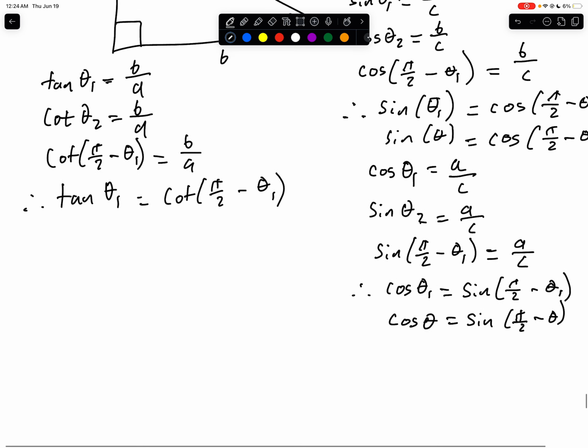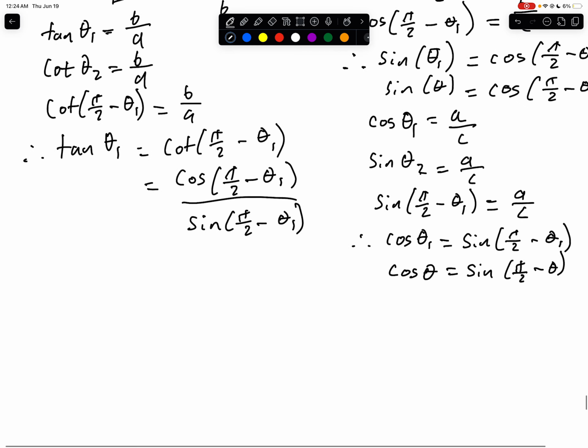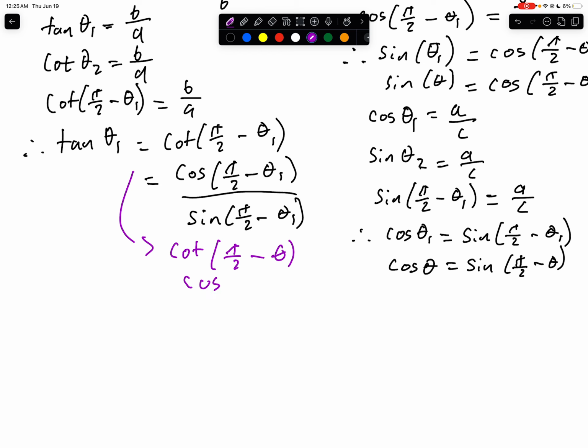And if we want to rewrite this, we could also say cosine of pi over 2 minus theta 1 over sine of pi over 2 minus theta 1, using our quotient identity. And we can also just generalize this here. We can say that cotangent of pi over 2 minus theta, which is cosine of pi over 2 minus theta over sine of pi over 2 minus theta, would be tangent of theta.